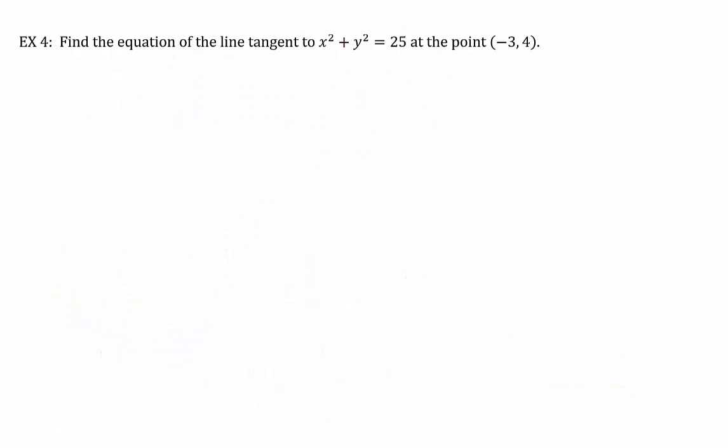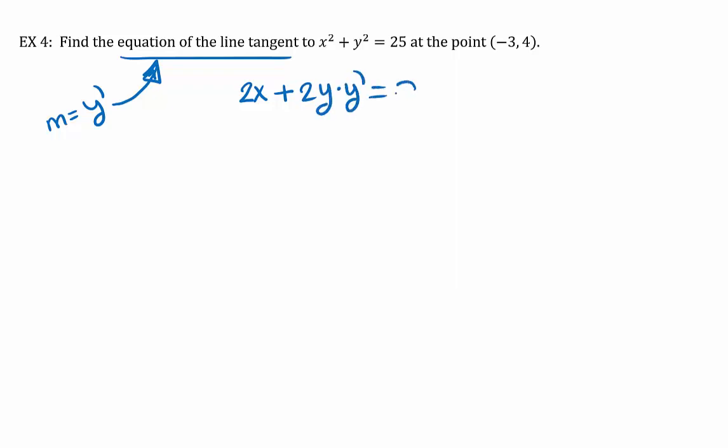Finally, we can use this technique of implicit differentiation to write equations of tangent lines. Using the same ideas as before, the slope of the tangent line is the derivative. So I'm going to start by trying to find y prime. So I'm going to take the derivative of one term at a time. The derivative of x squared is 2x. The derivative of y squared would be 2y times y prime. And the derivative of 25 is 0.